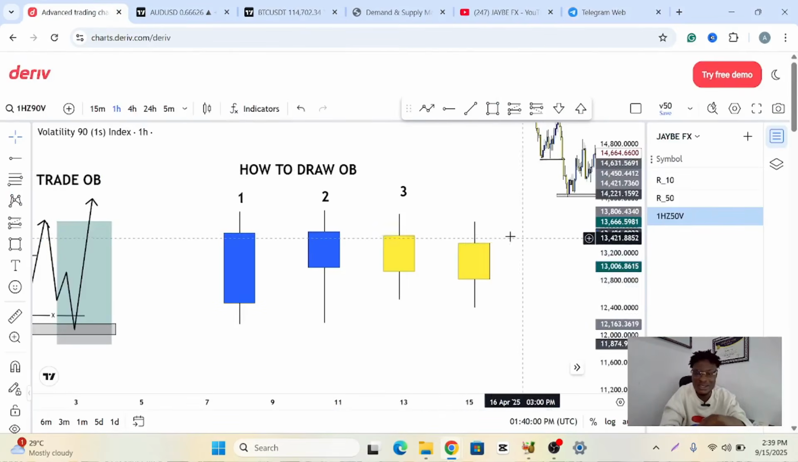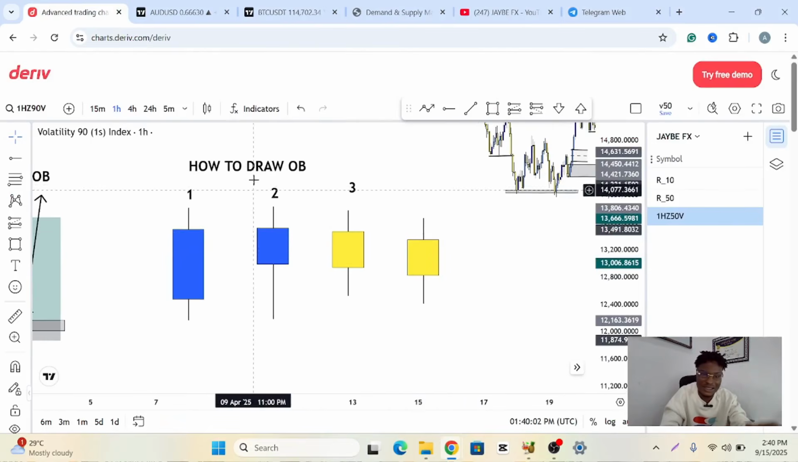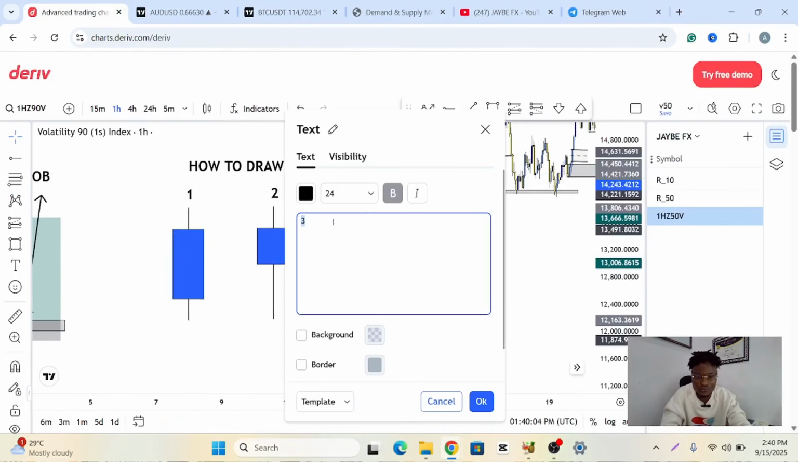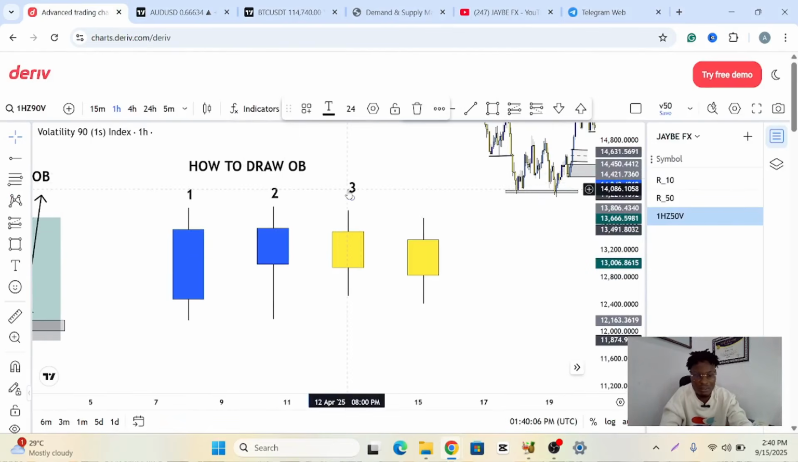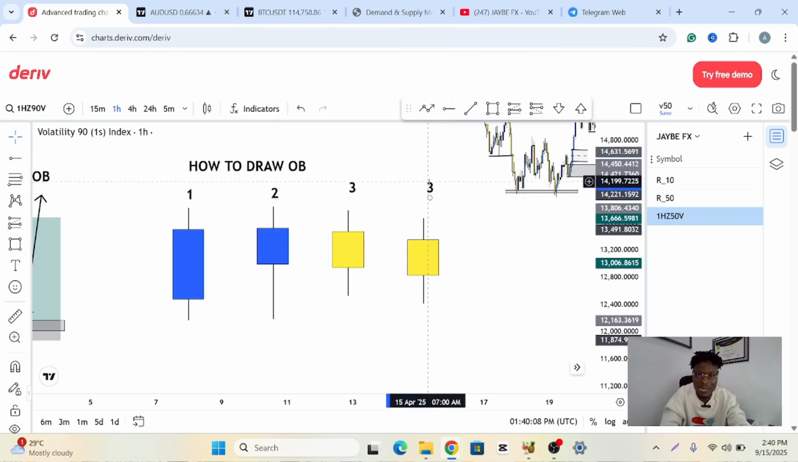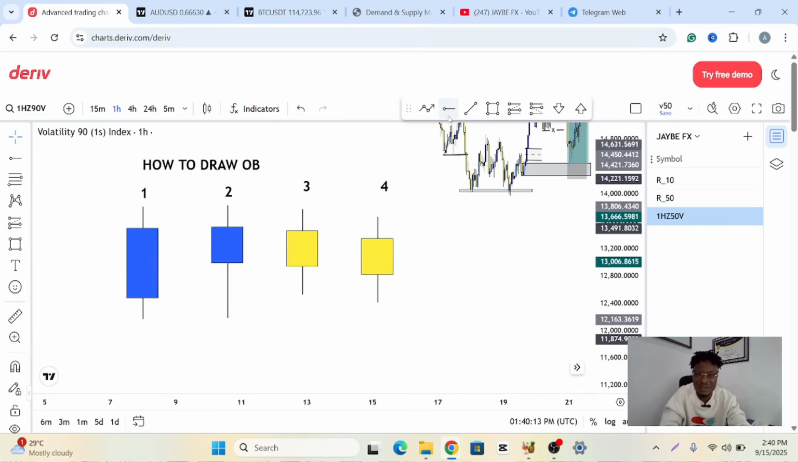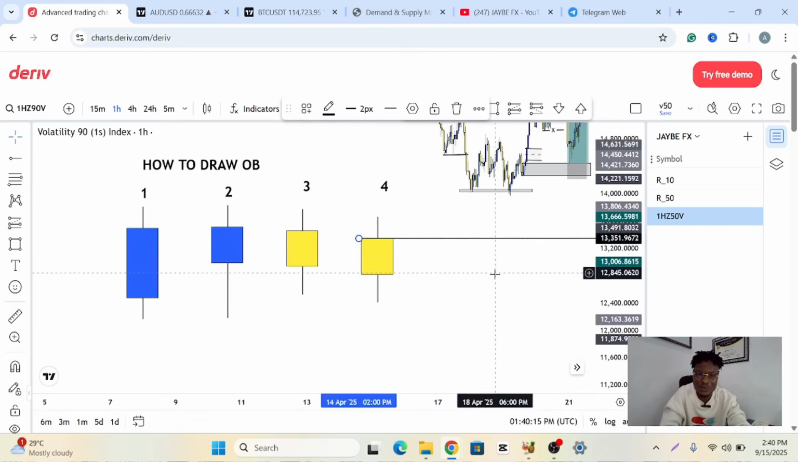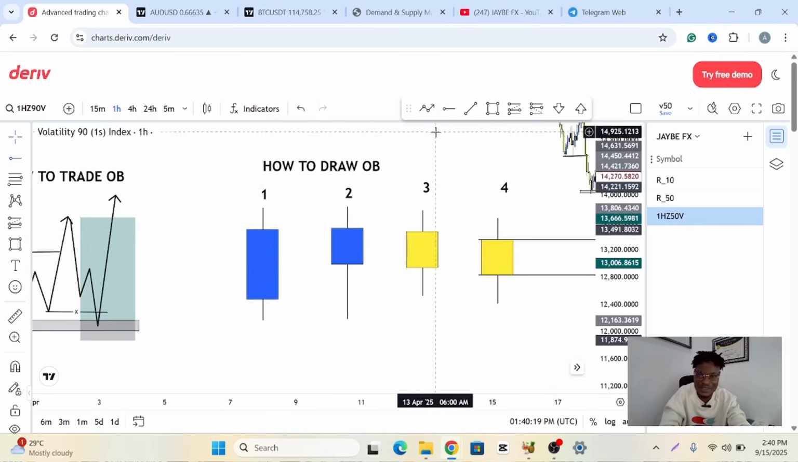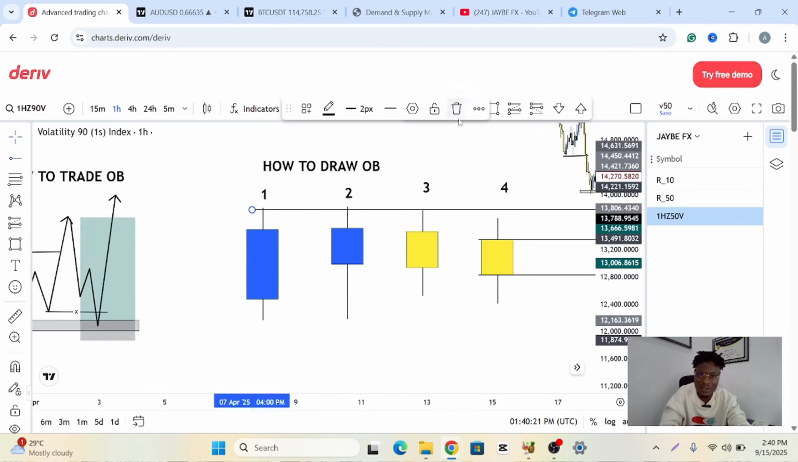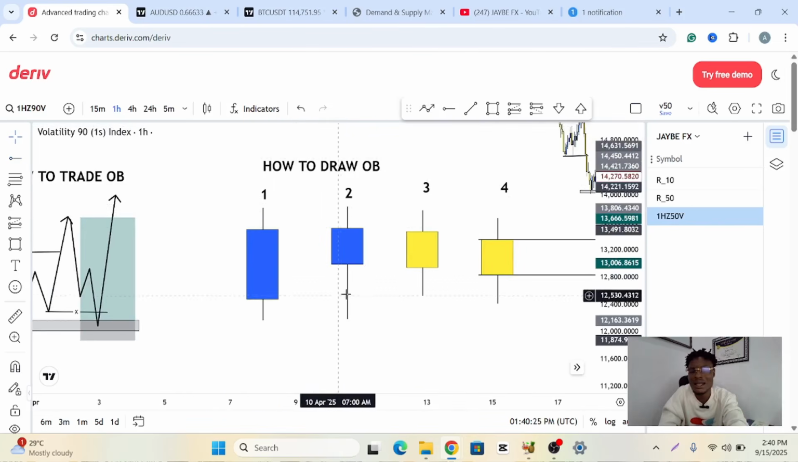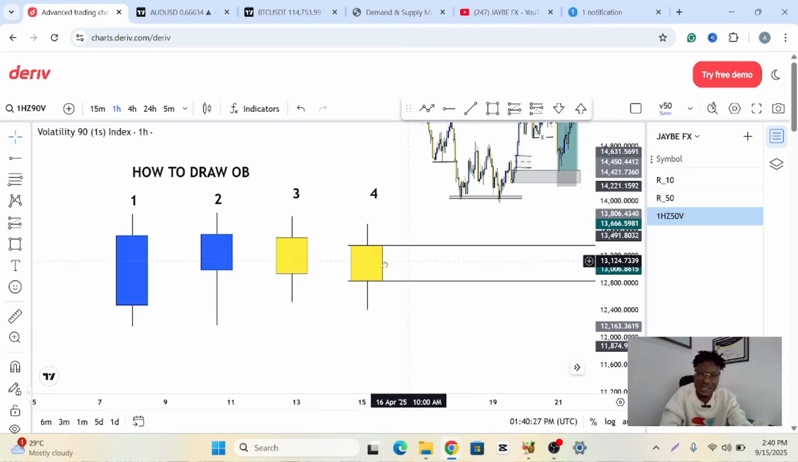So coming back, this is exactly how I mark the third step, the fourth step. If you follow what I teach you here, you will see success. I swear. So the first step is to mark the body closing to the body closing. For this side, we mark the wick to wick. Now the fourth step is to mark the body closing to the body closing, and we draw it.